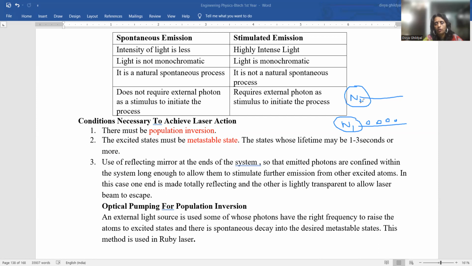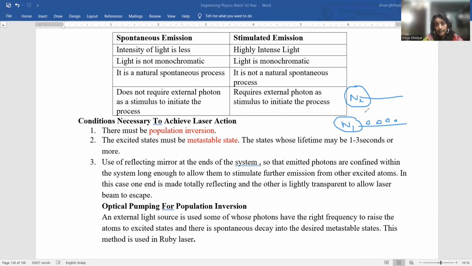Correlate it with your home pump. What does a home pump do? It pulls water from the ground and fills your tank, maybe at the top floor of your house, and then you use that water for the whole day. In exactly the same way, in order to make laser light, we will make the number of atoms more in the excited state compared to the ground state, so that when the atoms from the excited state fall down, they will be in large number and the emitted light will be strong and of high intensity.